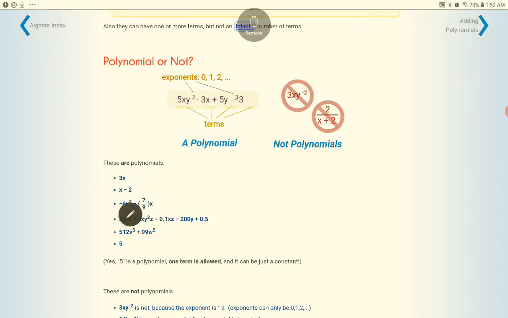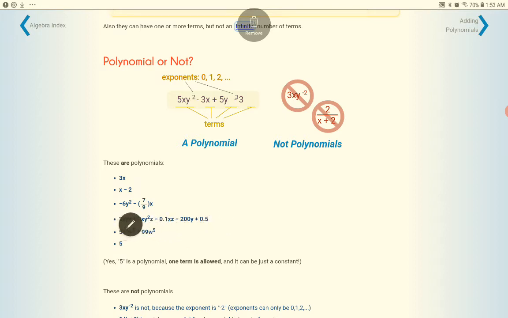Then going down to the fourth one, 3xyz plus 3xy squared z minus 0.1xz minus 200y plus 0.5. I have many terms, 1, 2, 3, 4, 5 terms. I have 3 variables, and all the exponents are whole numbers. So that is a polynomial.